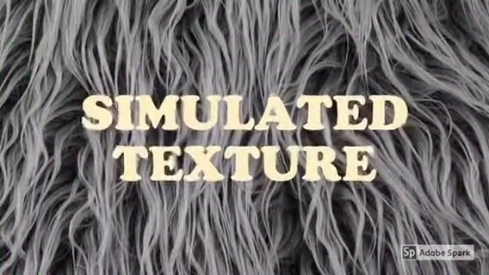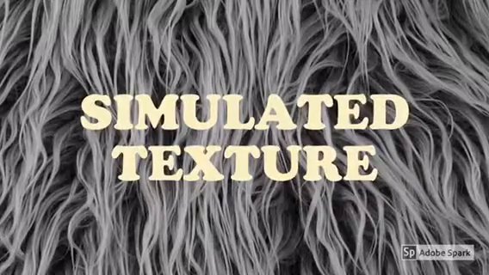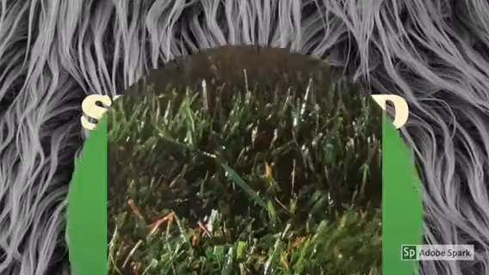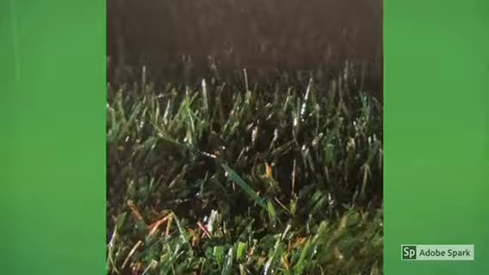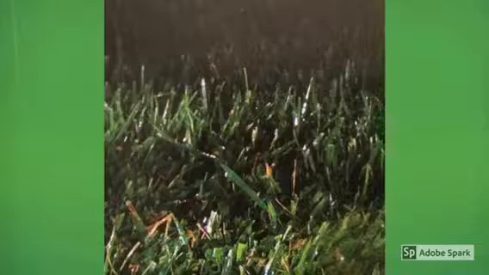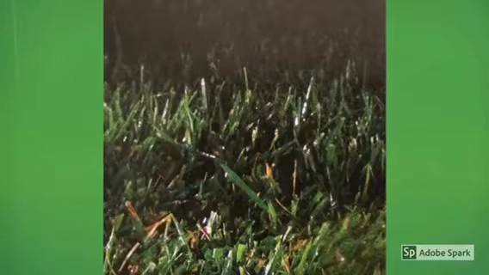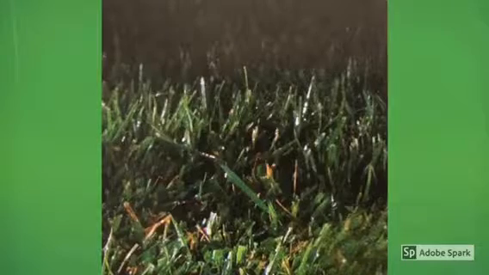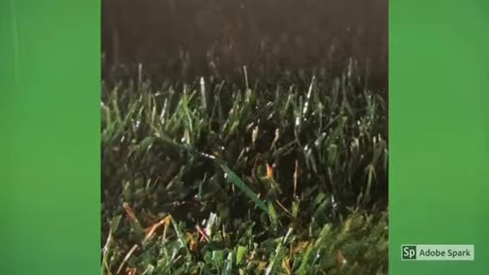Now we will discuss the concept of creating simulated texture within your collage by using magazine clippings. Here we have a photograph of grass that was pulled from a magazine. While this could be used as a texture, there's a little bit more to creating a simulated texture in collage than simply clipping from one photograph.